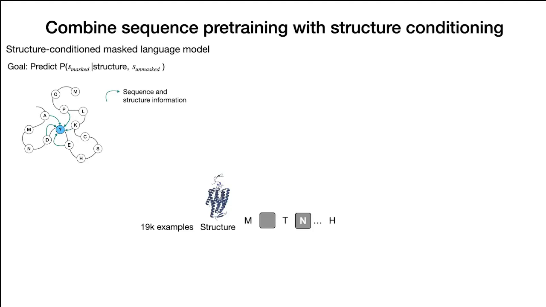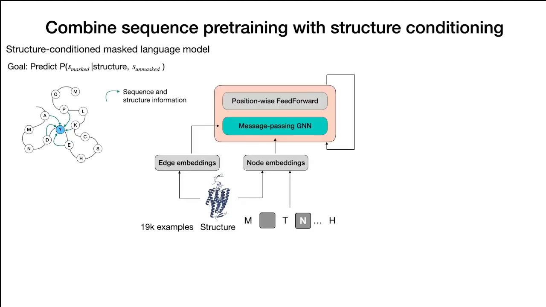And I'm going to take 19,000 examples from CATH, they're deduplicated, and you get the structure and the sequence, you mask the sequence like before, and you use those to make node and edge embeddings and feed those into a message passing graph neural network and predict outputs. And I think the first paper to do this was by John Ingraham and co-authors at NeurIPS a few years ago.